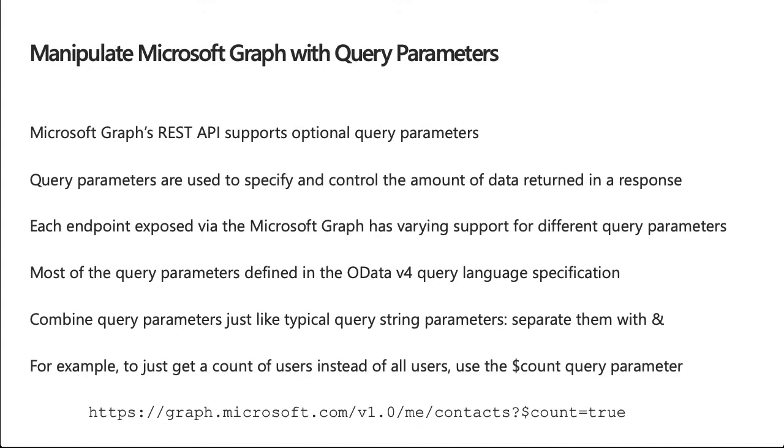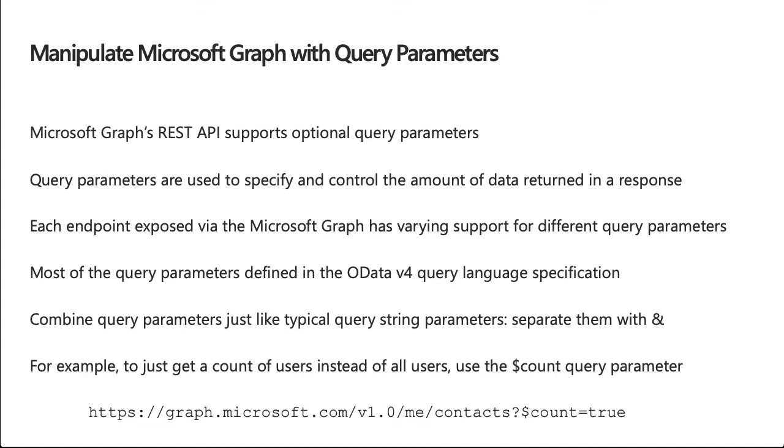Microsoft Graph REST API conforms to the OData v4 protocol. Now, one aspect of this is that the REST API supports many query parameters. These query parameters enable developers to specify and control the amount of data returned in the responses. Each endpoint exposed by the Microsoft Graph has varying support for different query parameters.